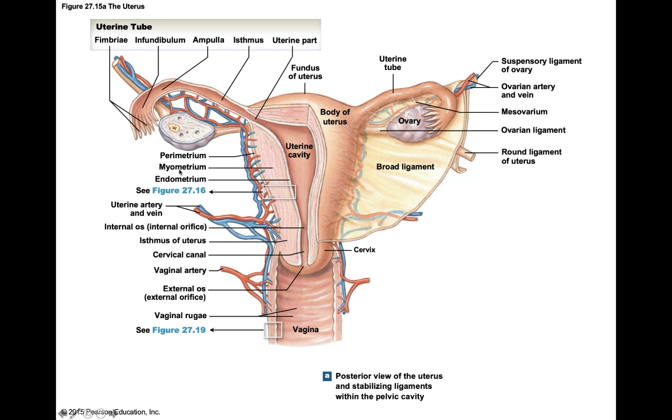We have the perimetrium, that's the outer covering, outer serosa, and the myometrium, which is the muscle layer, and that's smooth muscle. That's what's going to contract during a period. It's trying to get rid of all the blood, or during childbirth. And the inner lining is the endometrium, and that's what's going to grow when the progesterone hormone is being released by the corpus luteum cells. That's what's going to nourish the baby if there is pregnancy.